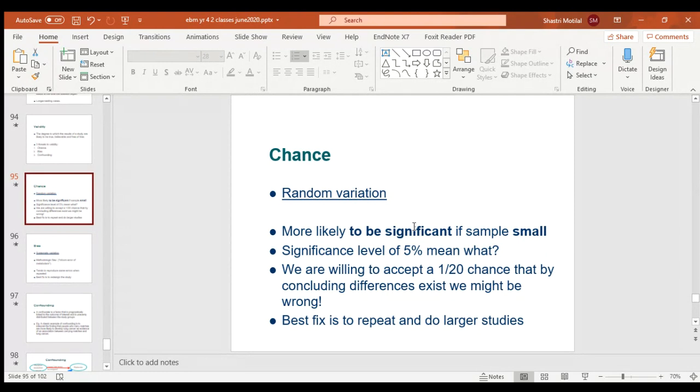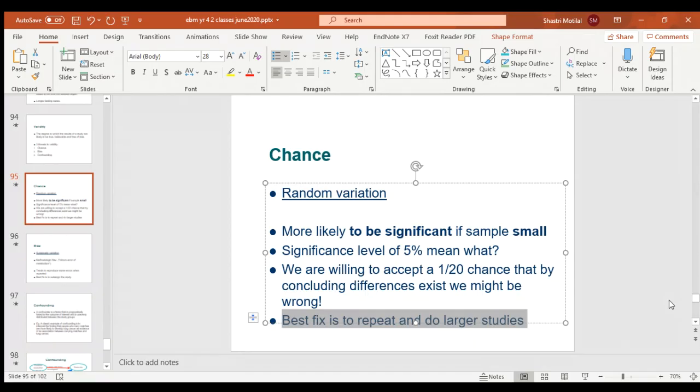The best fix, though, for chance is to repeat these studies. Repeat these studies in different parts all over the world, and do studies with more people in them. If you do that, you should see the true effect. If you repeat the study 10 times and 10 times it's saying, yeah, this study actually showed this treatment working, you're kind of thinking, yeah, this treatment is really working.